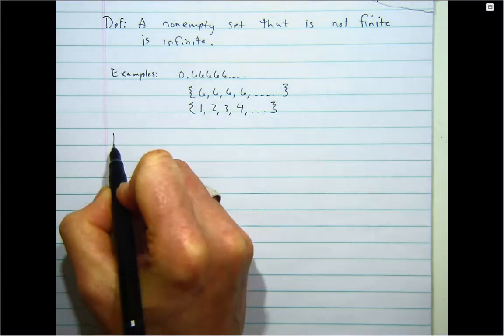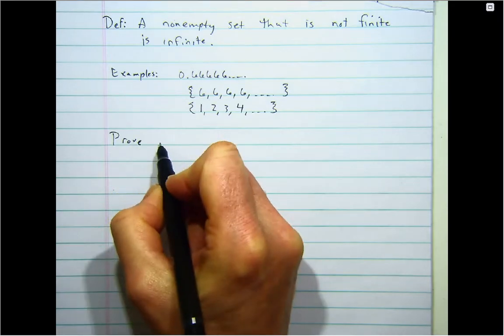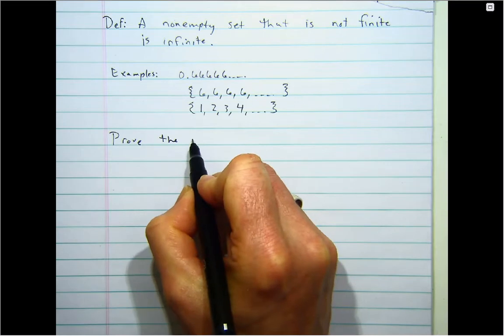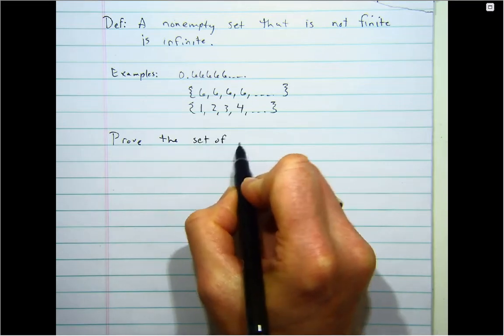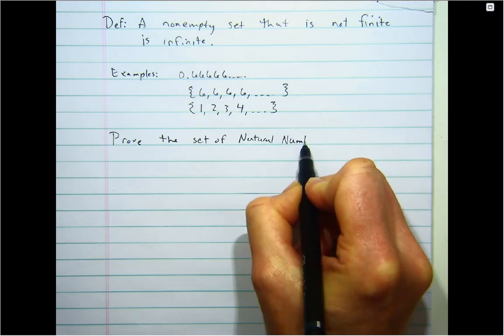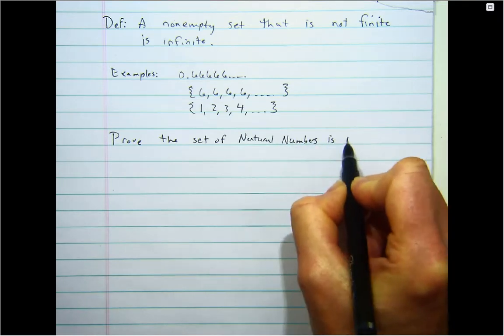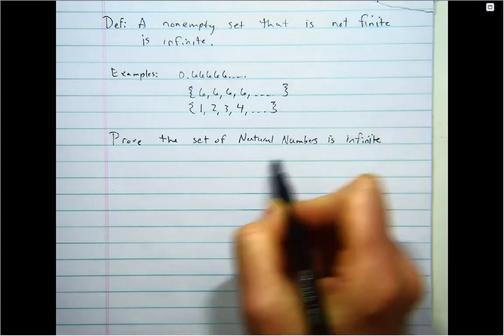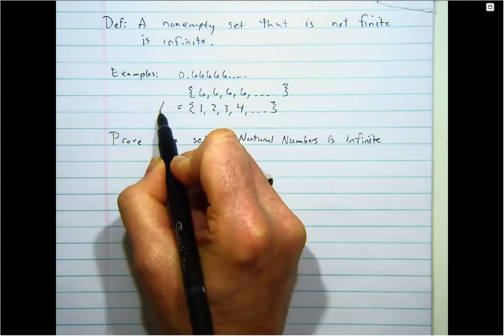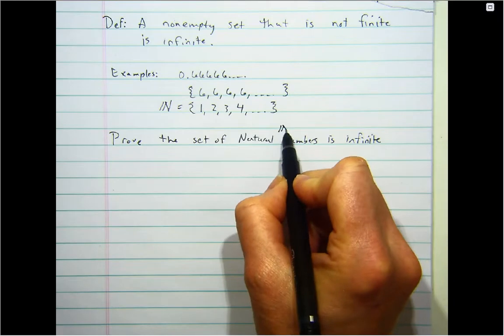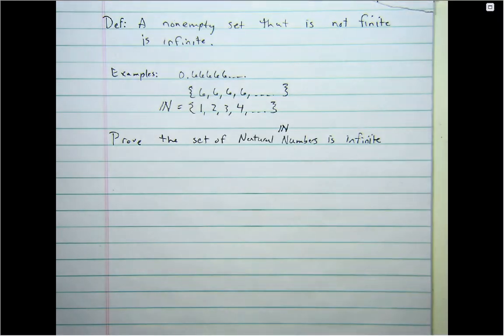Let's prove the set of natural numbers is infinite. Sometimes the set of natural numbers is abbreviated with the N with a double bar. We'll be doing that quite a bit in this class, okay? So the natural numbers can be abbreviated with a capital N with a double bar.